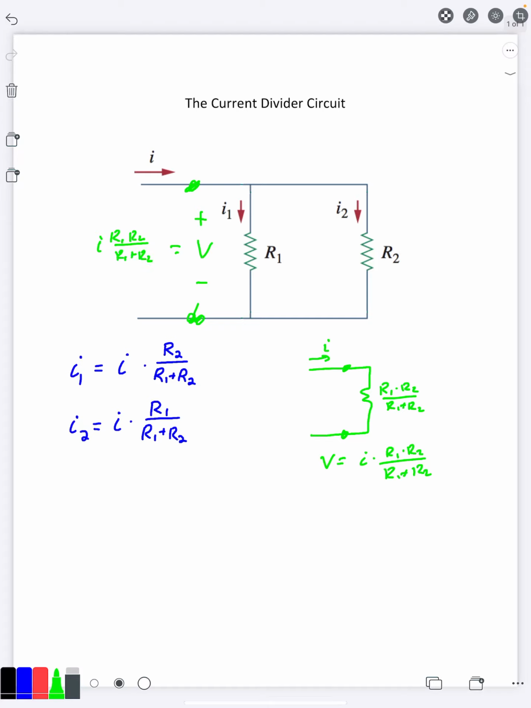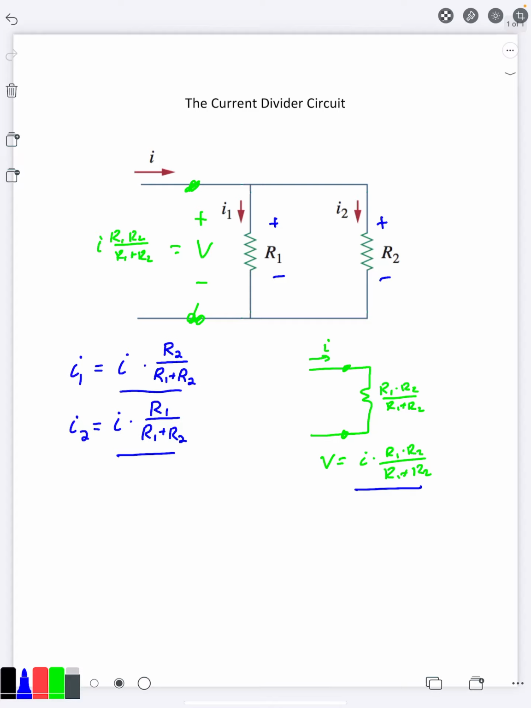And once you know the voltage across there, it's the same across each resistor because they're in parallel. And so if you know the voltage, you can find the current by dividing by the resistances. And if you take this voltage and you divide by the first resistance, you get this formula right here. And if you divide it by the second resistance, you get the other one, and there you go.